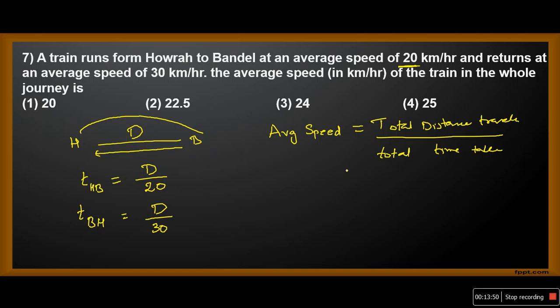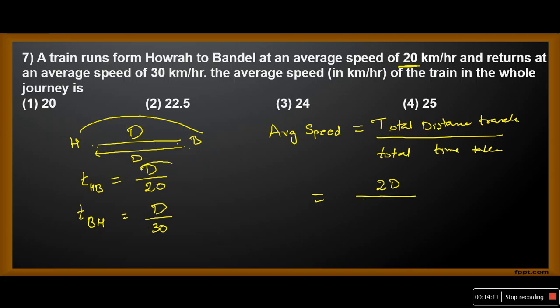So now go to the definition. Average speed is equivalent to total distance traveled. What is the total distance traveled here? H to B and B to H. It means H to B is D and B to H is also D. So total distance traveled is 2D divided by total time taken.